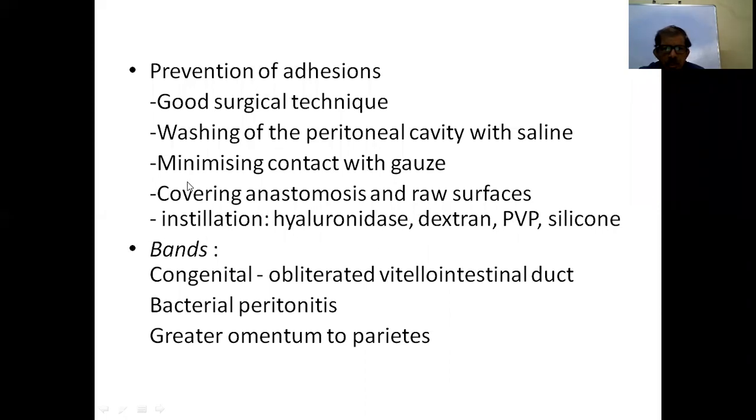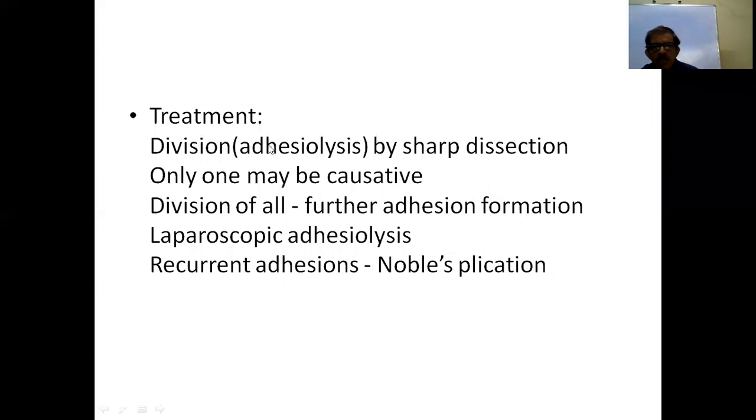Now bands are dense adhesions, mainly from omentum, so greater omentum to parietes. Congenital bands are also there, like the obliterated vitellointestinal duct, that is in continuity from the small bowel to the umbilicus. Bacterial peritonitis will also produce thick bands. So the treatment is the same as for adhesions. What is the treatment? I already told you about adhesiolysis. There may be multiple adhesions, but the one that is causing intestinal obstruction needs to be cut.